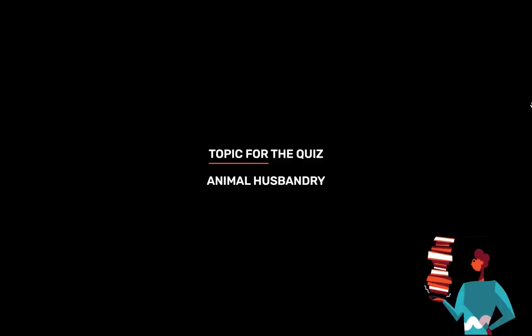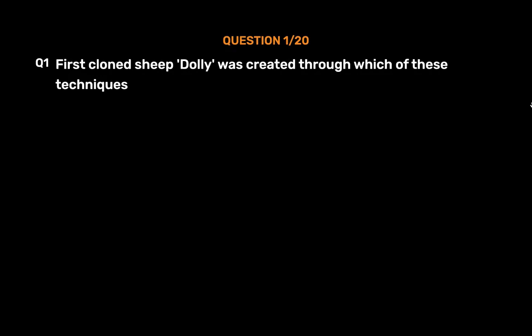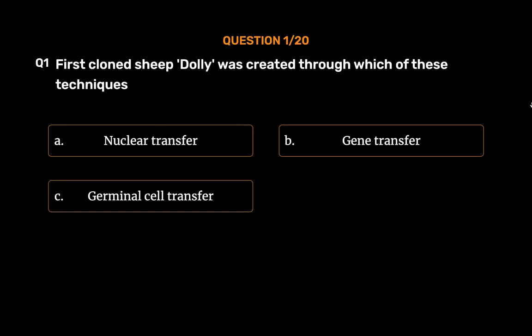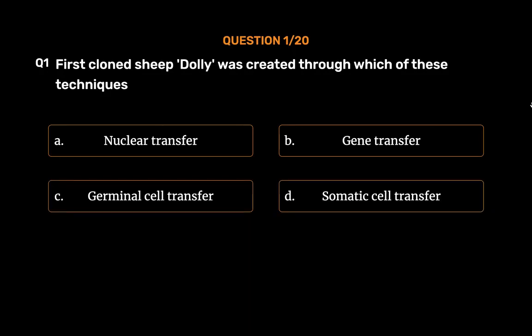Topic for today's quiz is Animal Husbandry. Question number 1. First cloned sheep Dolly was created through which of these techniques? Option A. Nuclear transfer. Option B. Gene transfer. Option C. Germinal cell transfer. Option D. Somatic cell transfer.